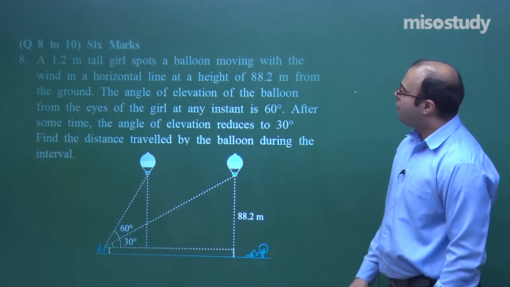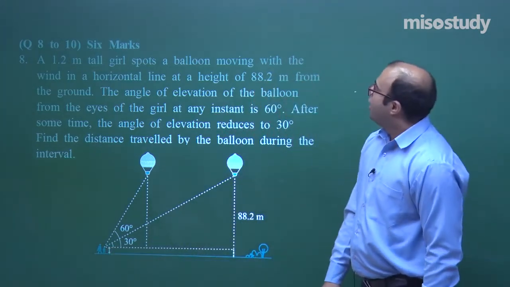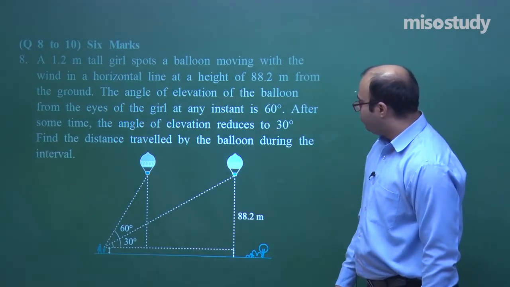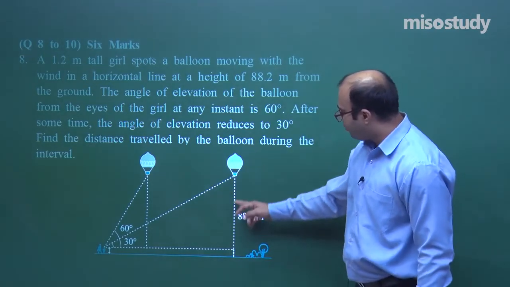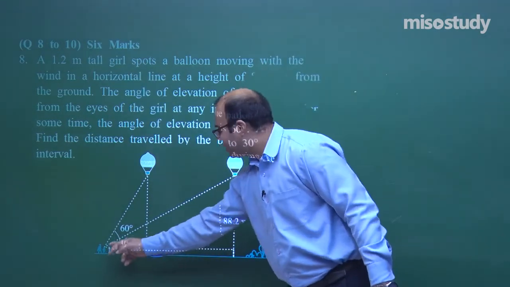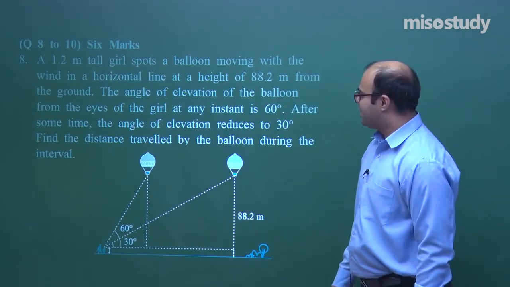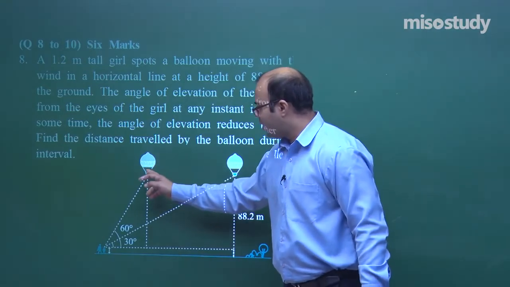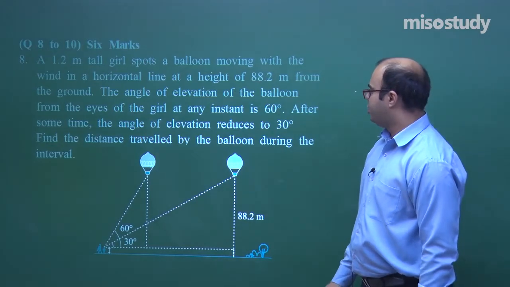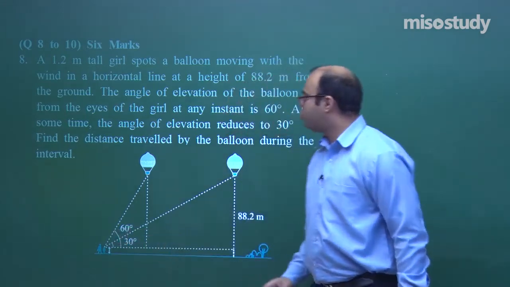It says a 1.2 meter tall girl, so she is a girl 1.2 meter tall, spots a balloon moving with the wind in a horizontal line at a height of 88.2 meter. So this balloon is at a height of 88.2 meter, and the girl here, which is tall 1.2 meter, is seeing this balloon. The angle of elevation of the balloon from the eyes of the girl at any instant is 60 degree. Initially the balloon was here, so angle of elevation was 60 degree. After some time the angle of elevation reduces to 30 degree. So balloon moves horizontally here, angle of elevation reduces to 30 degree.